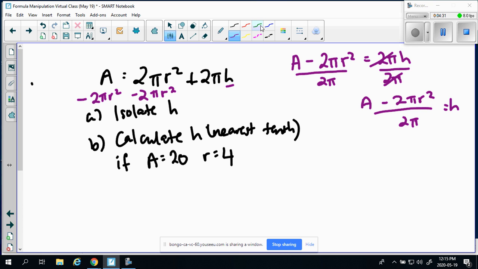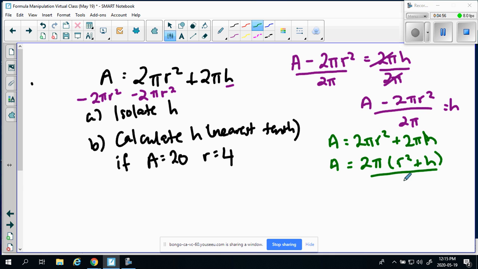But I want to show you another way. Let's start with the original again. A is equal to 2 pi r squared plus 2 pi h. Now, a lot of students recognize that these 2 terms are almost the same. They're very, very similar because they both have a 2 pi in them. So if you're feeling like a ninja, you can factor out the 2 pi. GCF factoring, like so. You can divide both sides by 2 pi, like so. And then you can subtract the r squared from both sides.